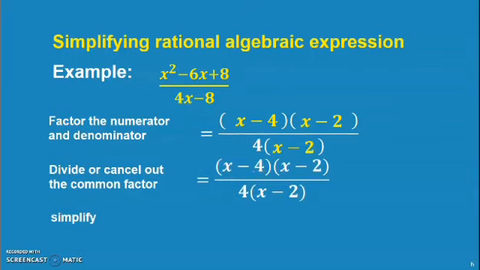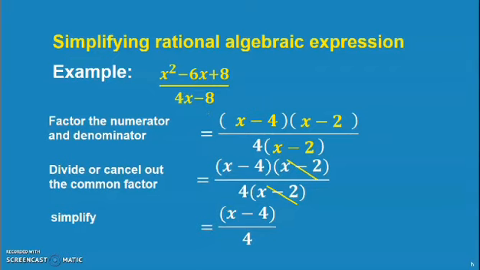Next, we will cancel out the common factor. Ang common factor nila, which is x minus 2. Then, the remaining terms are x minus 4 all over 4. So, this is now our simplified form of x squared minus 6x plus 8 all over 4x minus 8.